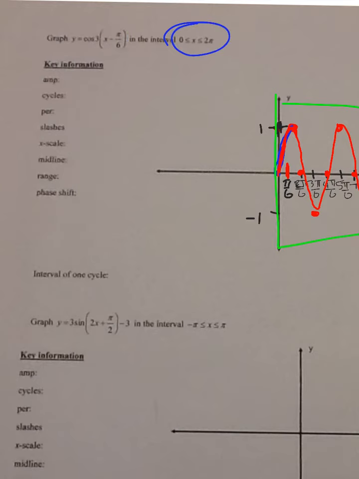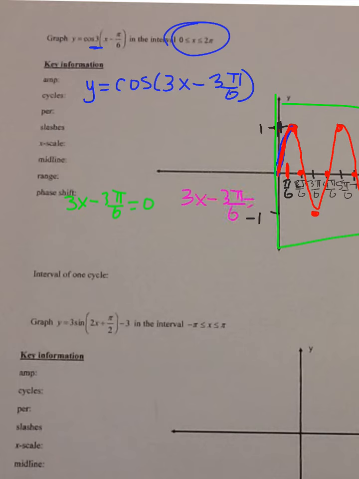All right, when I find the endpoints for one interval, you actually have to take the 3 that's on the outside and distribute it on the inside. So we're really dealing with y equals cosine of 3x minus 3 pi over 6. All right, so you're going to take 3x minus 3 pi over 6 equals 0. And remember, the other one is 3x minus 3 pi over 6 equals 2 pi.